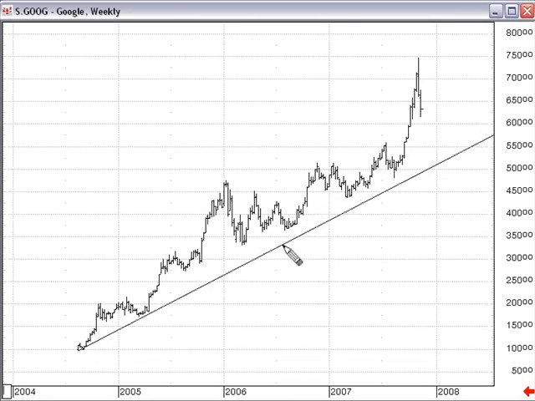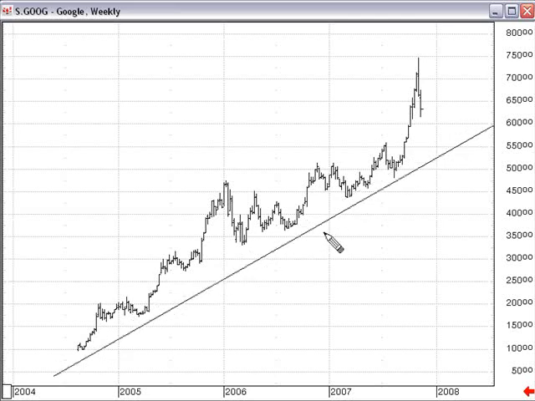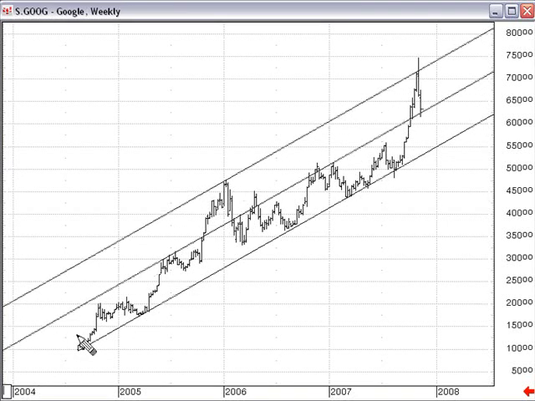Oftentimes what I'd like to do is identify the actual extremes, the low extremes within a move, and then take a parallel. I use parallel lines quite a bit, and I'll show you why later on. In this example, if you simply draw a trend line from the lows that we've seen within the advance in Google and take a parallel of that line off the extreme, the highest we've seen, you can see that the most recent peak we've seen in Google, this upper line actually did provide resistance. And again, it was just a very simple trend line drawn on the lows and extended upward in the form of a parallel line off the most extreme.